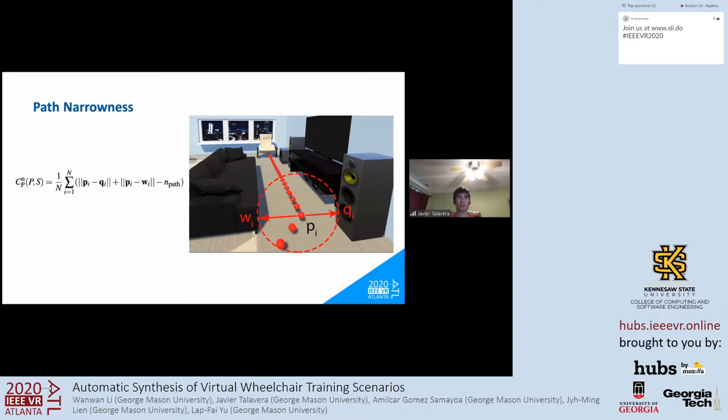With the narrowness cost, in order to manage the training difficulty with respect to how narrow a path is, narrower paths require more precise control, which mimics training scenarios within a tight virtual space. The path narrowness cost measures the difference between the average narrowness of path P and the user-specified path narrowness, and is denoted where q_i is the position of the object in the scene S which is closest to the path node p_i on the left side, and on the right side, w_i.